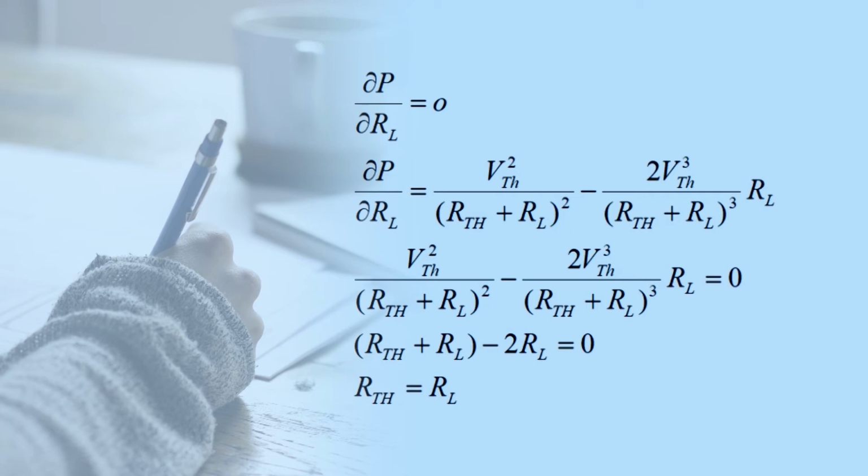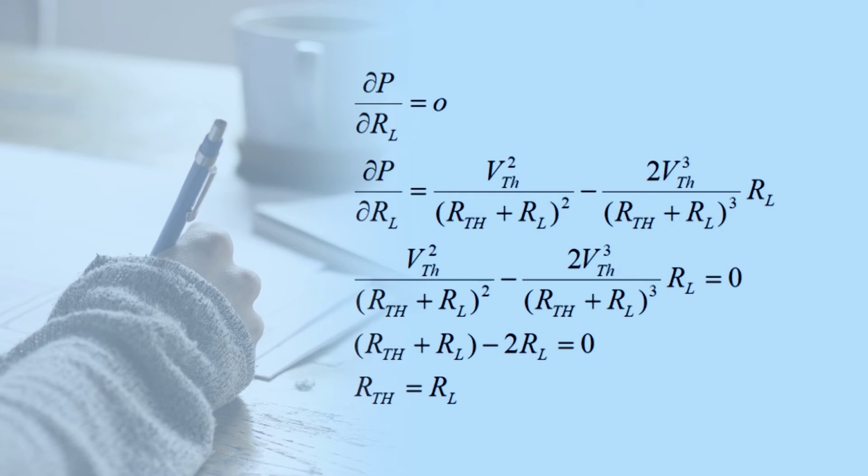So differentiation of x to the power n is equal to what? n x to the power n minus 1. So just put this formula here. So it will be what? It can be written as minus 2 V_TH squared upon (R_TH plus R_L) whole cubed. So the final expression of this differentiation del P over del R_L can be written as V_TH squared upon (R_TH plus R_L) whole squared minus 2 V_TH squared upon (R_TH plus R_L) whole cubed multiplied by R_L.